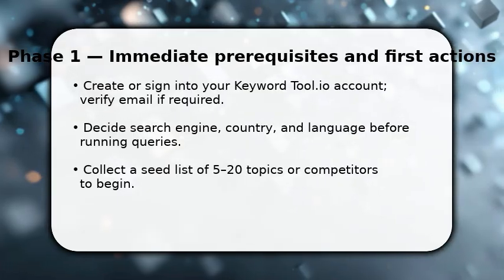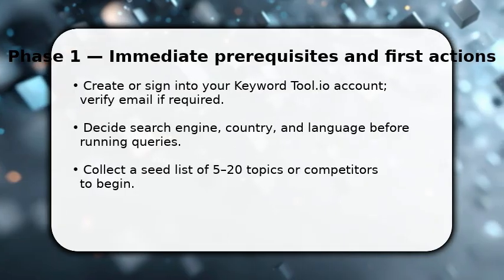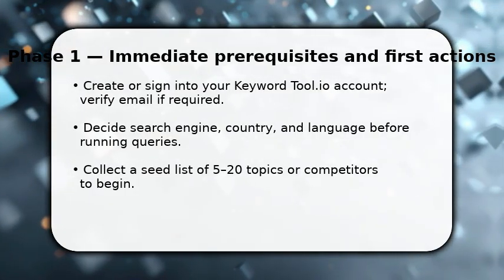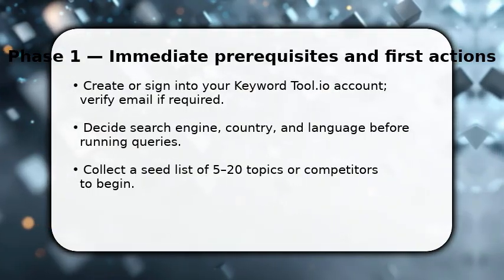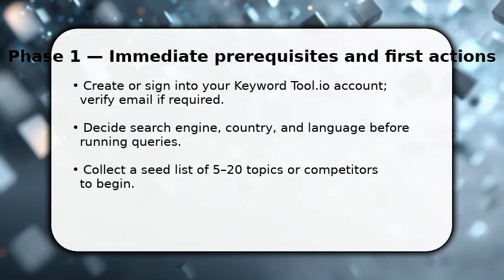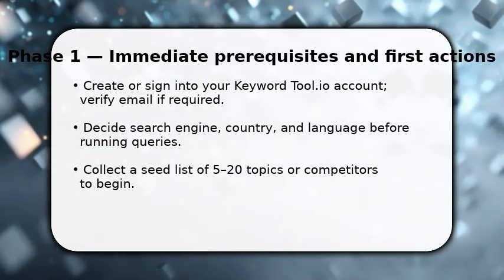You've got basic prerequisites ready. Now start a project. Open Keyword Tool. Select the search engine and country. This sets intent and volume context. Enter your seed topics or paste a competitor domain. Use 5 to 20 items so results stay focused.